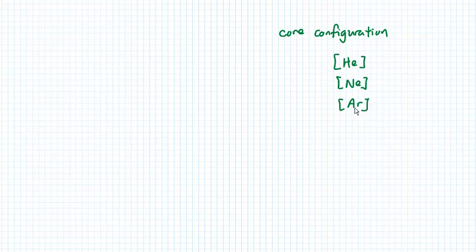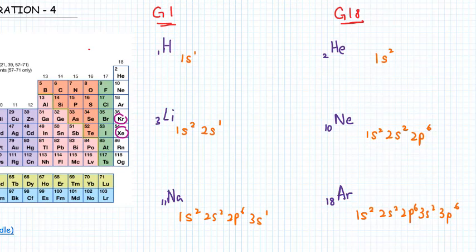All of these we use to represent the core configuration. In this case, the core means the center, or the inner shell. So how many electrons are there in your inner shell? If there are 2, then we use the representation of helium. If there are 10, then we use the representation of neon. If there are 18, then we use the representation of argon gas. Remember, core configuration.